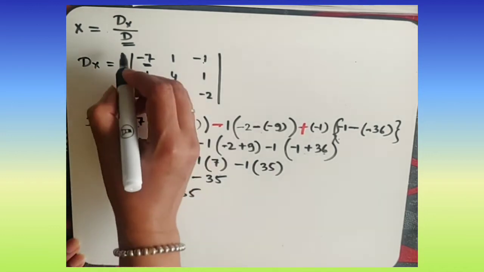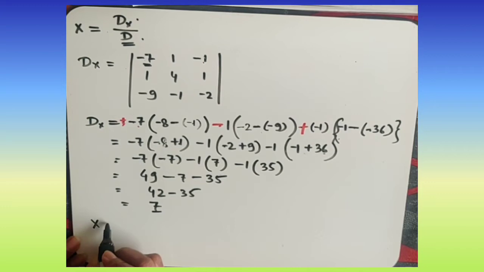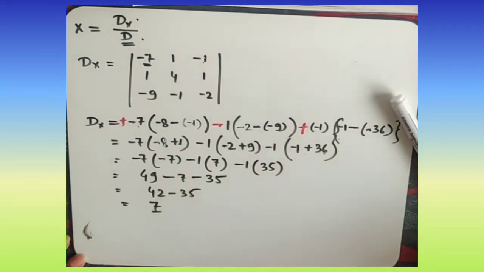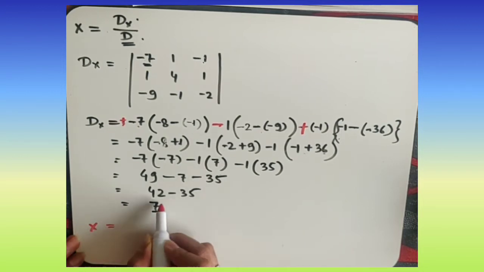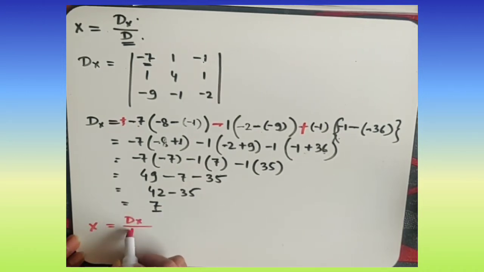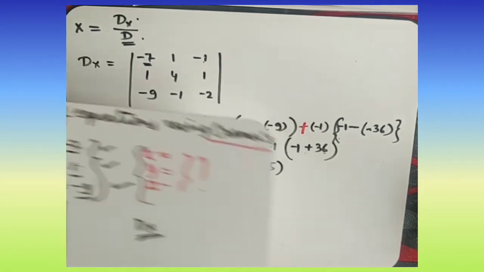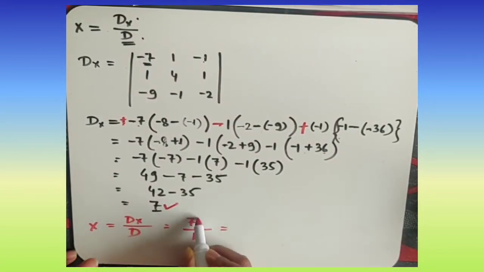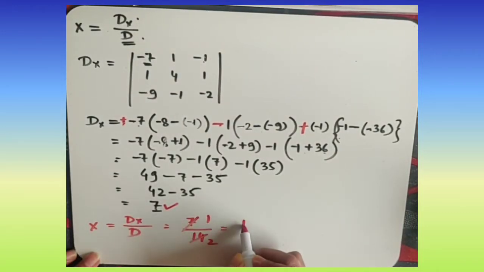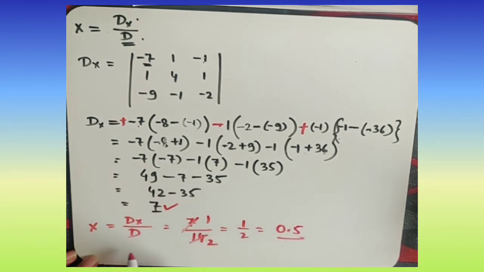Now what is the formula of x? x equal to dx over d. dx is 7 over d, which we found out in the first step, d is 14. So here it is 14. So 7 divided by 14 equals half. So x is 0.5. This is the value of x, 0.5.